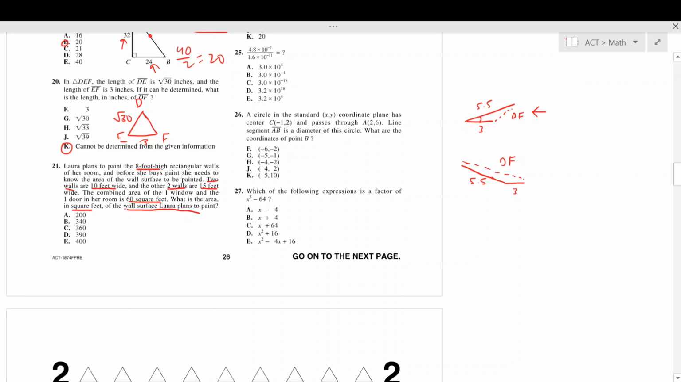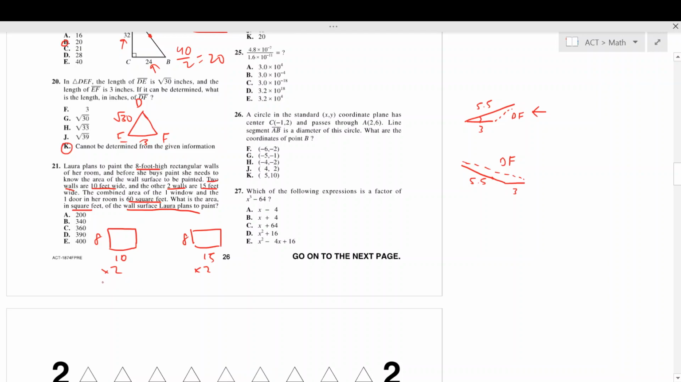entire area first. So 2 walls are 10 feet wide. So let's think about it. This is one of the set of walls. It's 10 feet wide and then 8 feet high. And the other set is, as the question says, 15 feet wide and also 8 feet high. All the walls are 8 feet high. So, there's 2 of these, and there's 2 of these.